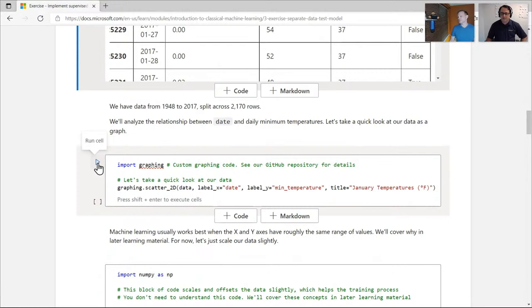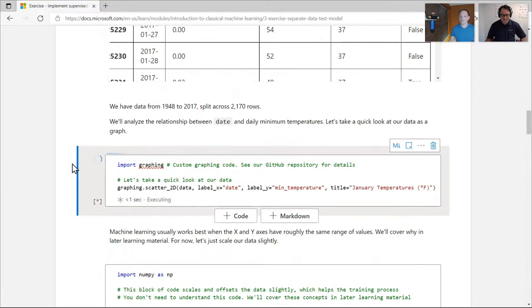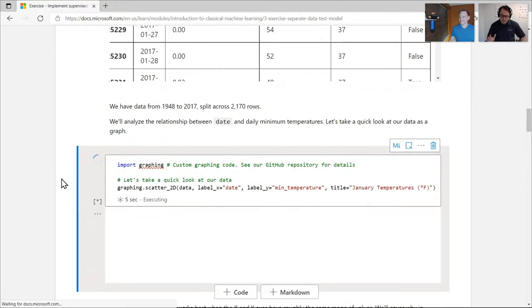We got a comment from Musa who came up with a nice mnemonic for remembering features and labels. So PHILO: features inputs, labels outputs. Thanks, Musa. That's good. PHILO. Yes, I have a fear of missing out, of not remembering PHILO.